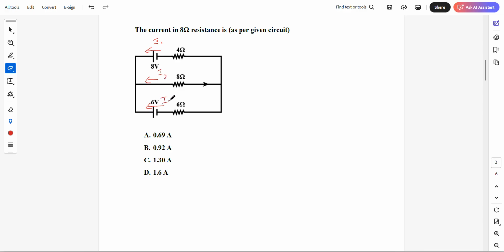Now, you know how to use Millman's theorem. V is equal to E1 by R1 plus E2 by R2 plus E3 by R3, since the 3 branches are in parallel, divided by 1 by R1 plus 1 by R2 plus 1 by R3. The polarity is the same, therefore I have written plus here. Understood?